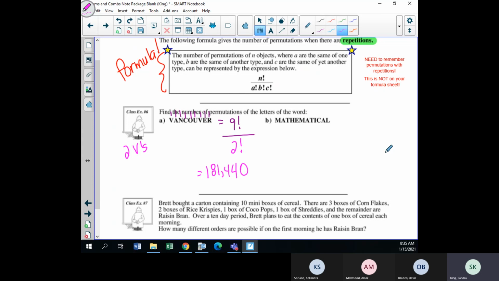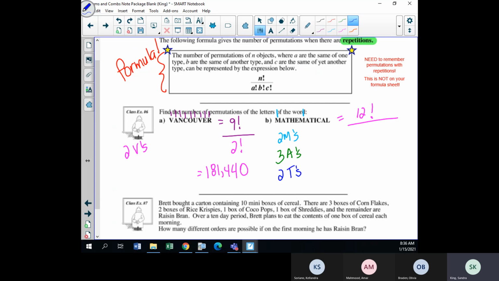Angel, how many letters are in the word mathematical? 12. 12 factorial divided by. There's a few different repeats. So you would say there's an M and an M. So I'm going to write 2 M's. Kyle, what's another repeat? The A's. Okay, Kyle, how many A's? 3 A's. And then, Adam, anything else? How many T's? 2 T's.